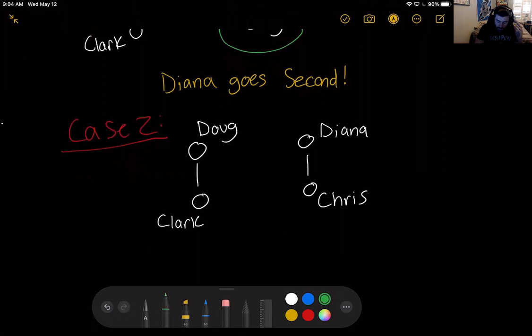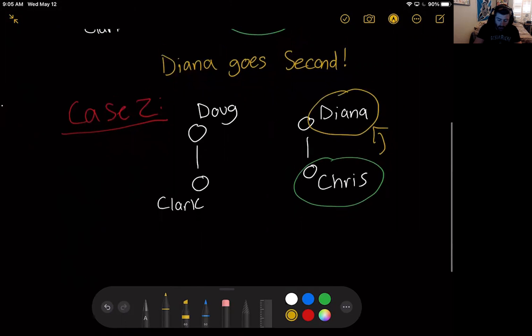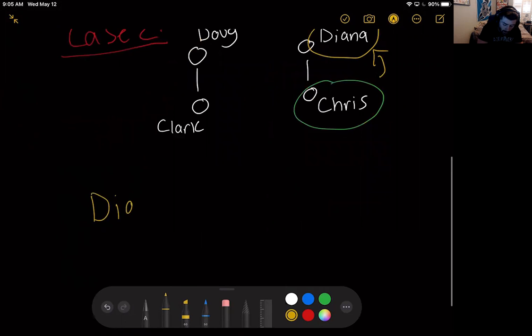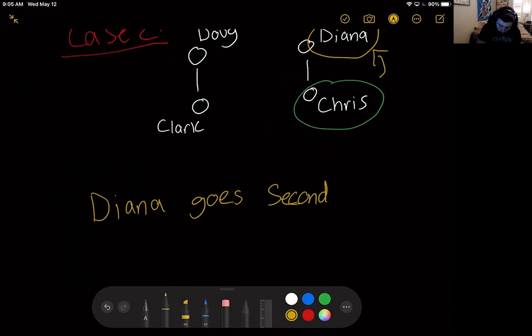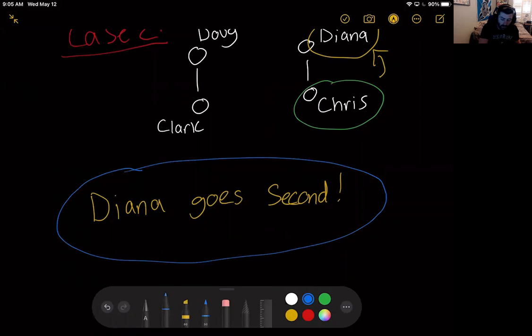And then now notice that Chris is facing Clark, and Clark's name starts with a C. So the only other person that starts with a C is Chris. So that must mean Chris goes first. And Chris's partner is Diana. So that must mean Diana goes second. So in both situations, notice that Diana goes second. So that must mean that she goes second overall.